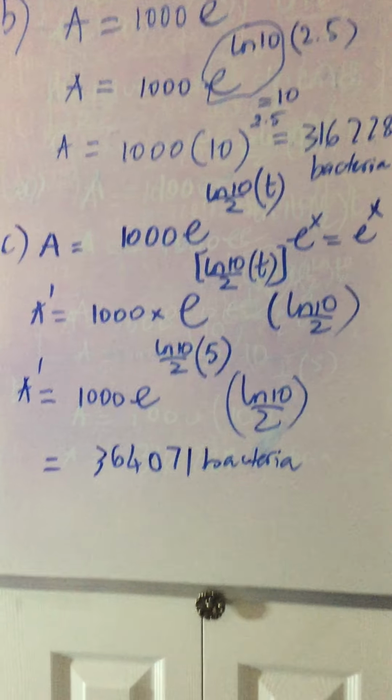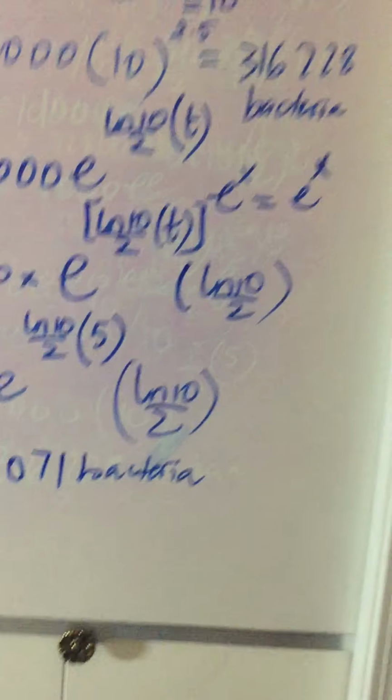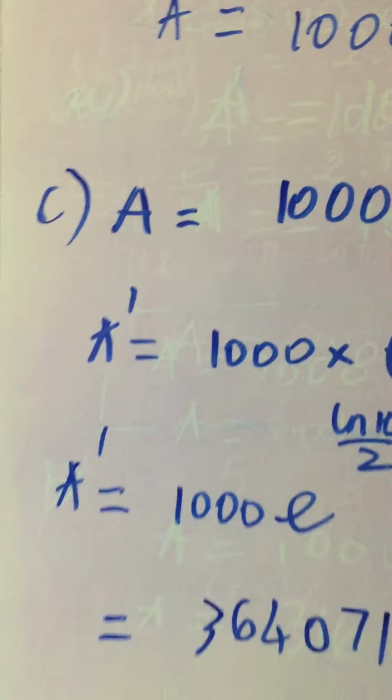Now question D: we have to solve for the time. When will the population reach 15,000? So when will the population reach 15,000? I'm going to have to erase some of the board here. Maybe let me erase this part and try to solve the last question.